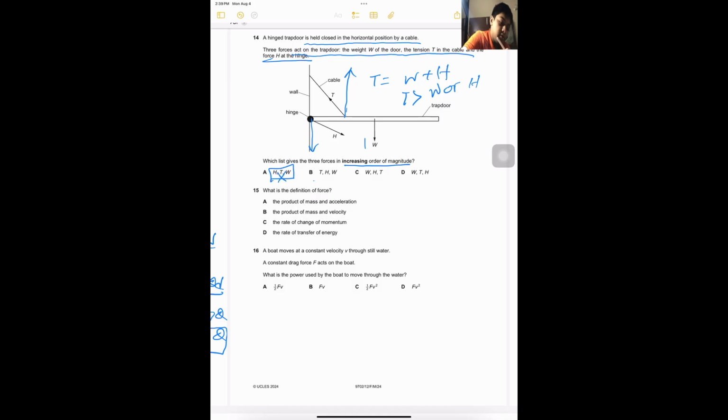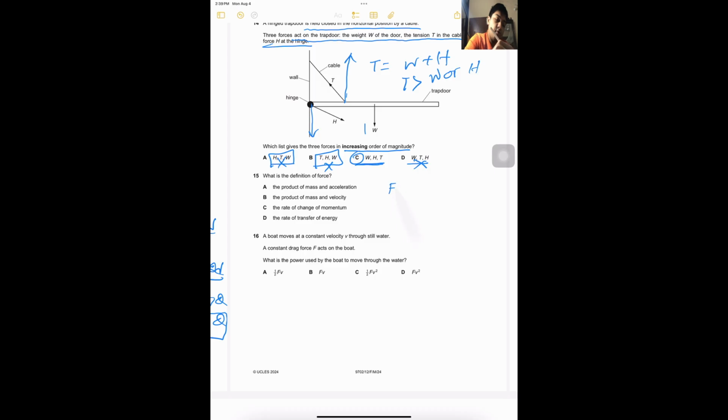T is not the highest force there, so wrong. T is not the highest force there, wrong. T is the highest force here. T is not the highest force here. So the answer is C. Definition of force: it is the rate of change of momentum. This is the basic definition. F is also equal to ma, but this is not the basic definition. So A will be wrong.